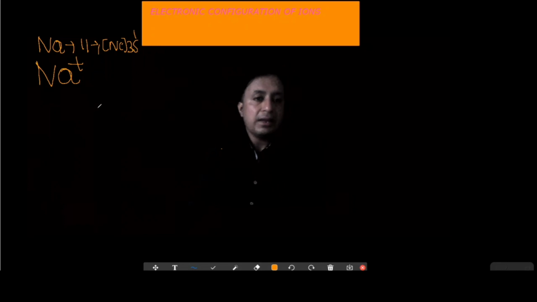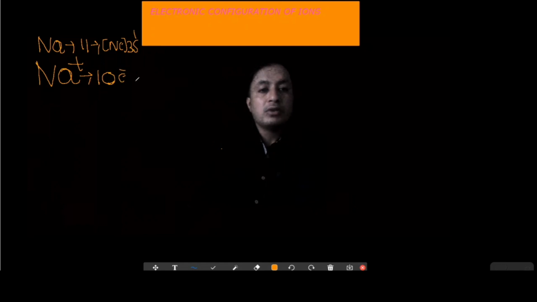3s1. As it is 3s1, when you write the electronic configuration for the sodium ion, the sodium ion is formed as a result of losing one electron. So it will have only 10 electrons left. When only 10 electrons are left, its electronic configuration cannot be written directly as neon, because one electron is lost from its outermost orbital, or outermost shell. So we have to write its full electronic configuration.